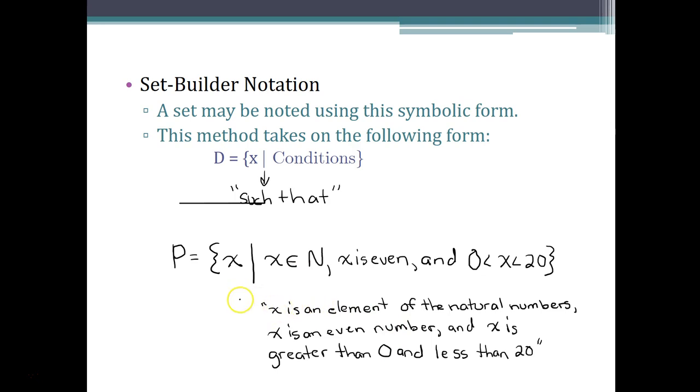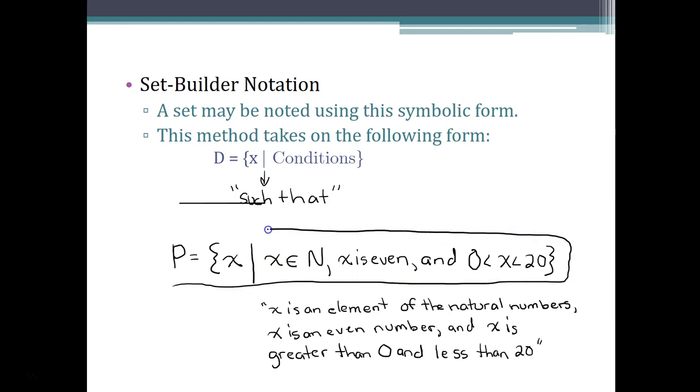But this right here, this is the set builder notation. This whole thing. That's the set builder notation. You have the little set braces, x, bar for such that x is element of natural numbers, x is even, and 0 is less than x, which is less than 20. So that's a different way of notating that set.